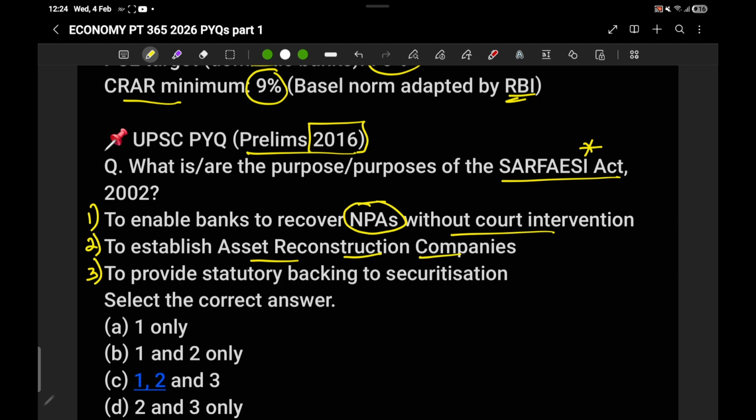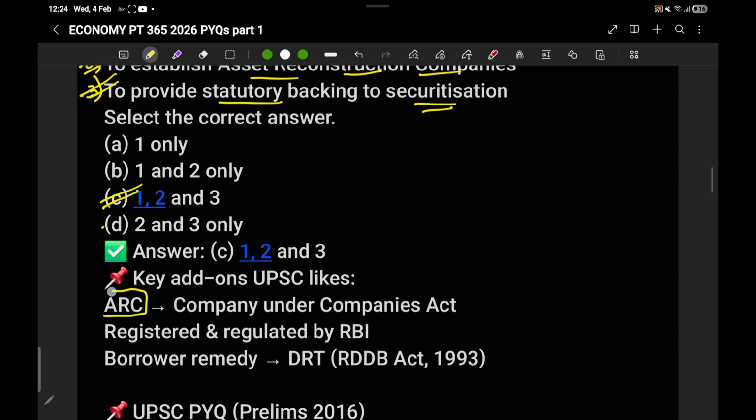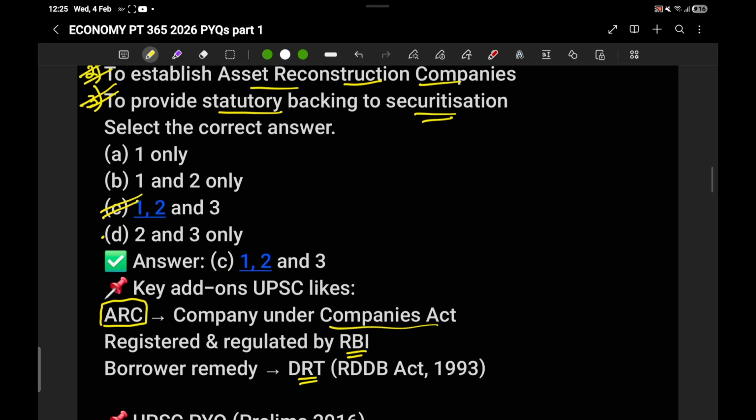It enables banks to recover NPAs without court intervention. Yes, that is why the SARFAESI Act is made. Okay, to establish asset reconstruction companies, we have studied. It is given in the first line in the PDF yesterday. Second statement is also correct. To provide statutory backing to securitization. Third statement is also correct. So option C, 1, 2 and 3 are the right answer. So remember, asset reconstruction companies are under the Companies Act. Okay, this time regulated by RBI, borrower remedial DRTs, debt recovery tribunals. Let's move to the next question.